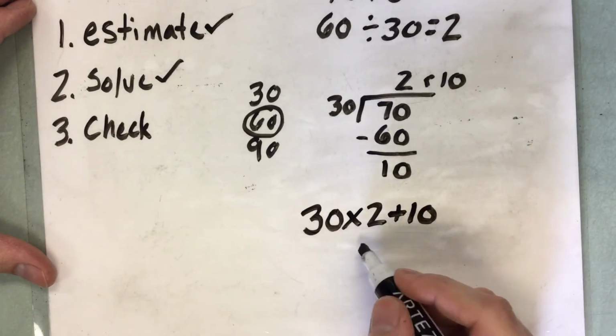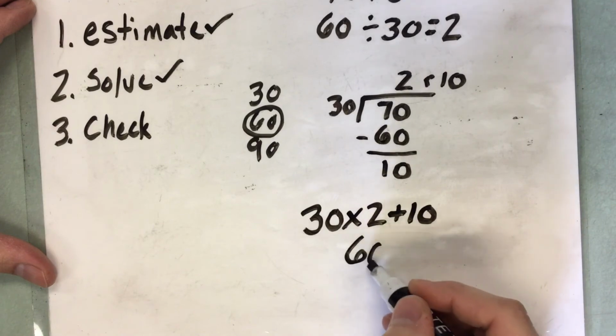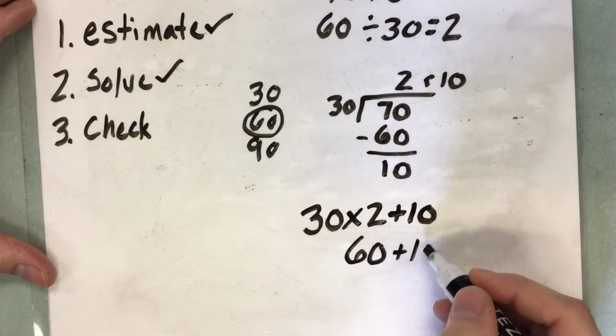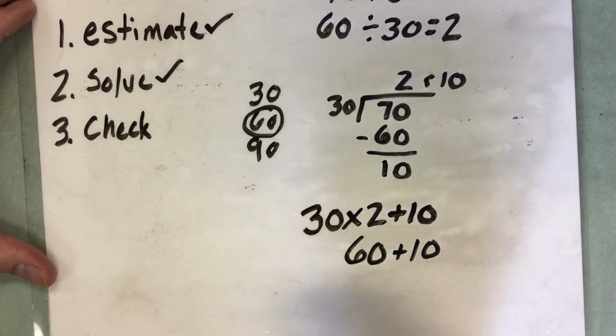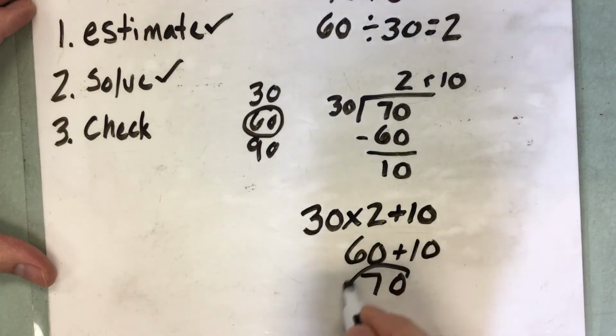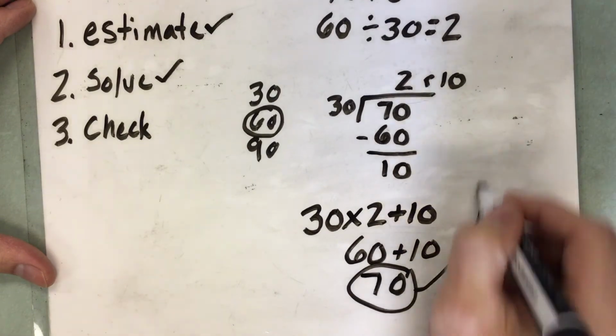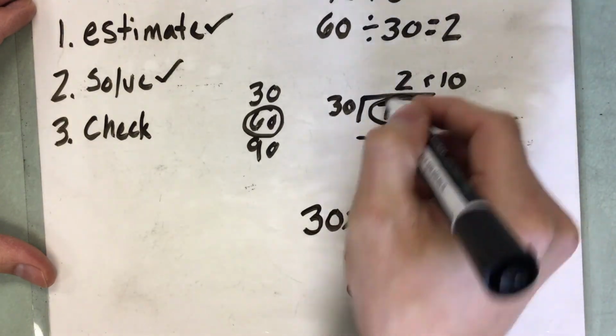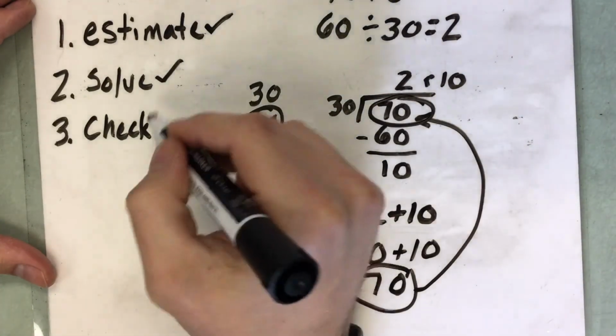So 30 times 2, that gives you 60. And then we still have to add 10 to it. So 60 plus 10, that would give you 70. So since we got this, our answer, as our whole number, or our dividend, we know we're correct.